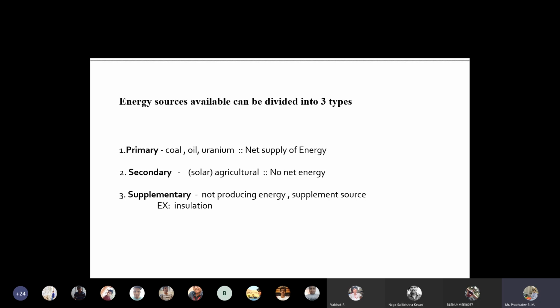Similarly, supplementary sources don't produce at all. They only supplement the available energy system. For example, insulation: it doesn't produce, but it supplements. It reduces the losses, or tries to reduce the losses, and tries to improve the efficiency. So they don't produce energy actually, but still they are divided into three energy sources: primary, secondary, and tertiary.